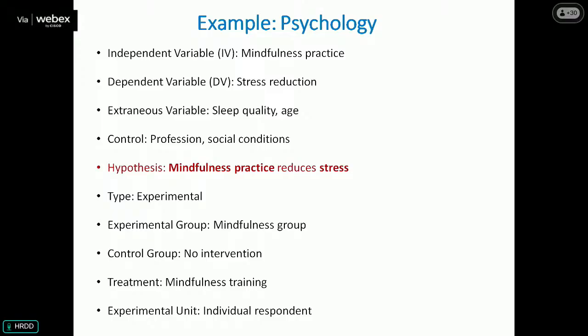So I don't remember exactly which one. You can tell. Dopamine. Okay, so that is one of the 4. So mindfulness practice reduces stress. So mindfulness practice is a variable.